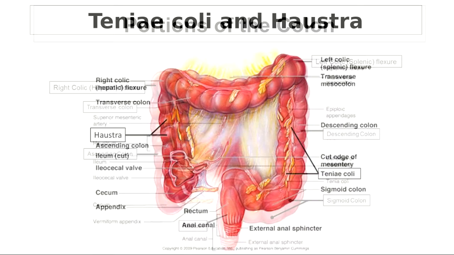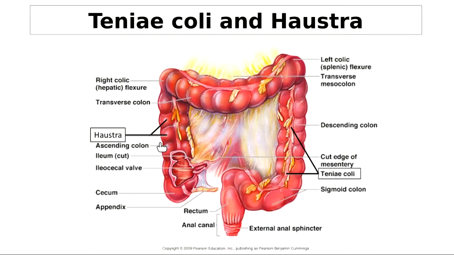Some more structures. You see the little pouches all along the large intestine. Those are called haustra. So let me go back to 16 for just a second. We'll look at this one. There's the haustra. So going down your notes a little bit, it says haustra, pouches formed along the length of the colon. Haustra.